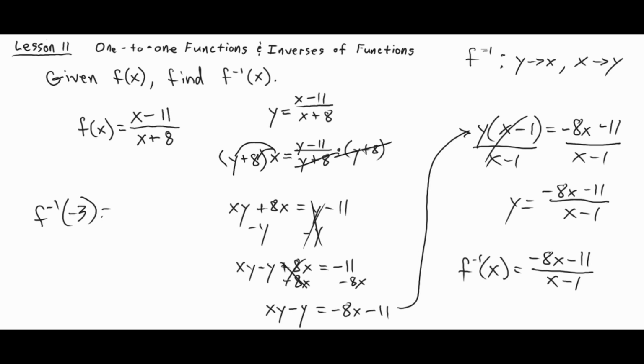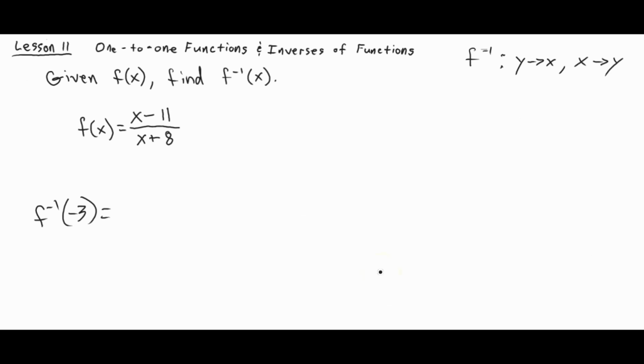Okay, so if we want to know what f inverse of negative 3 is, we're just going to rewrite the inverse, which is going to be negative 8 times negative 3 minus 11 over negative 3 minus 1. And so in the numerator, we're going to have negative 8 times negative 3 is 24. 24 minus 11 is 13. Over negative 3 minus 1 is negative 4, but we don't leave denominators with negatives, and so we're just going to say that this is the negative of 13 over 4.